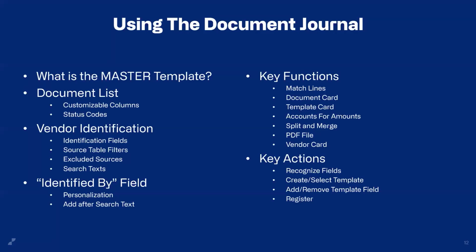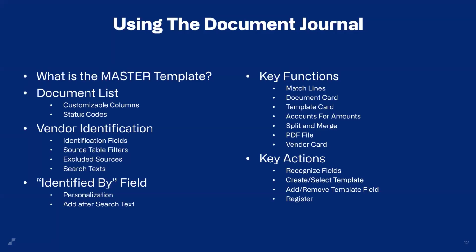and we want you to add it after the search text. And then, here are some of the key functions and key actions within the document journal that you'll see in future sessions that we'll be using most often, especially the recognized fields, because we'll be utilizing it to update the register function, because we always want to register documents. We talked about adding and removing template fields. You're able to add fields from the master or remove template fields from the individual template.